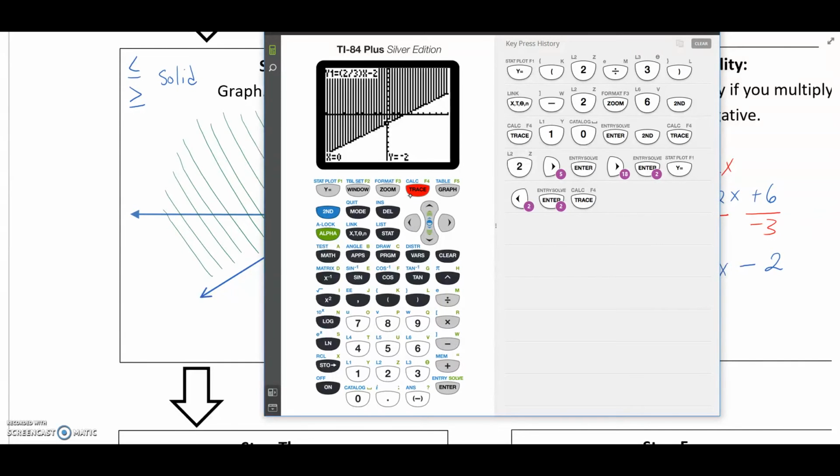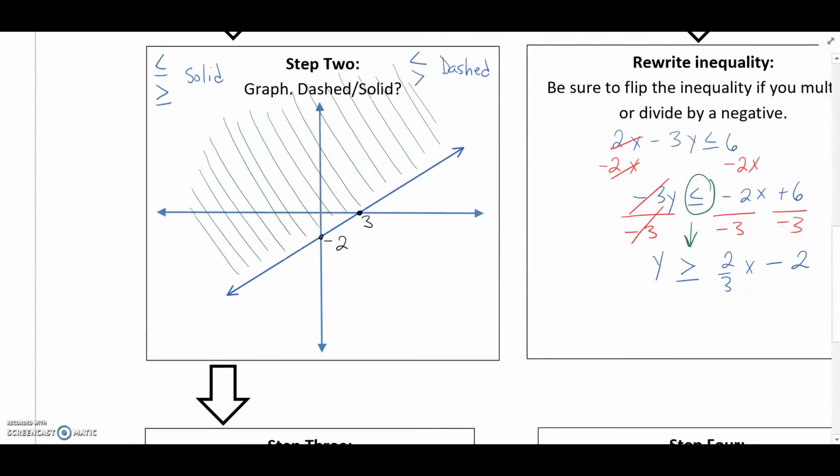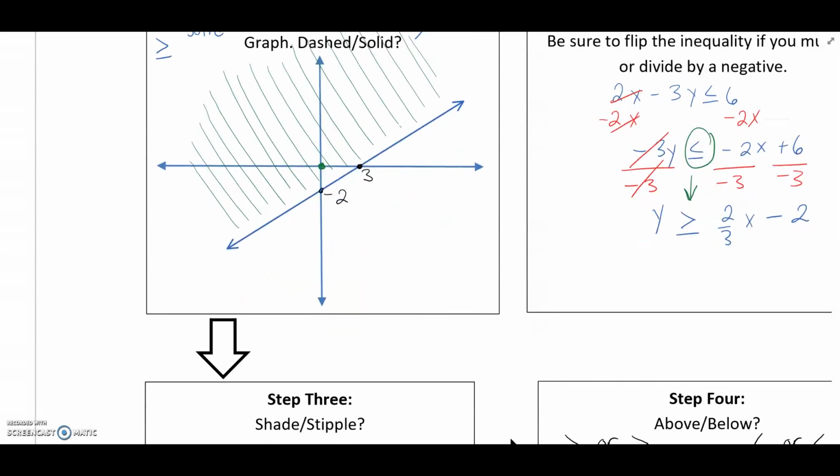Now I was saying before that we could test a point. So if you ever wanted to check to make sure you did this right, so if I choose the origin here as a point, okay, and we can test that. That's just a side note.